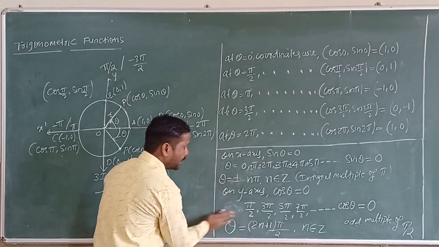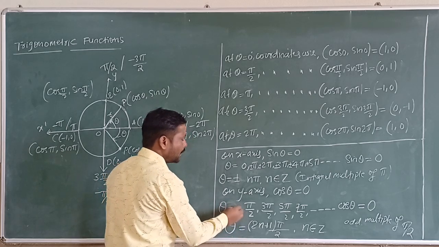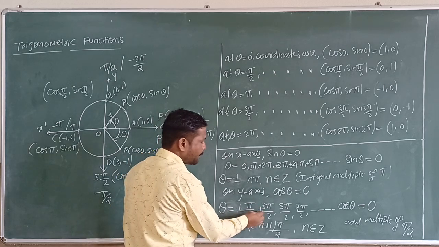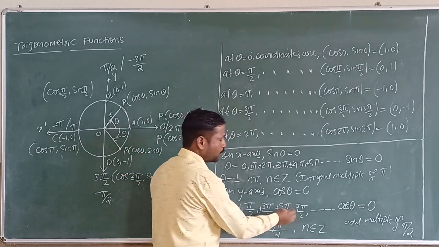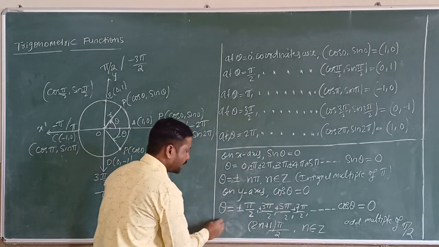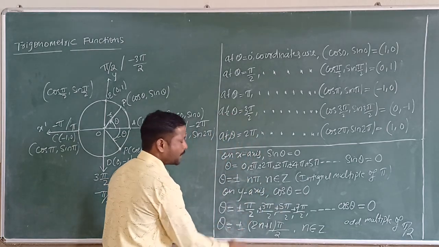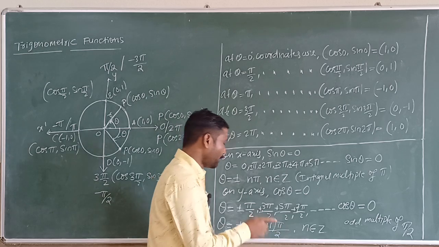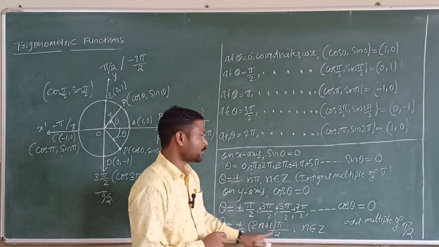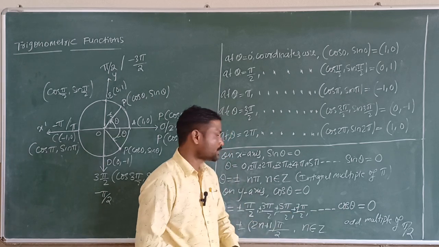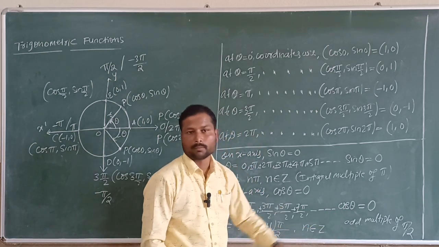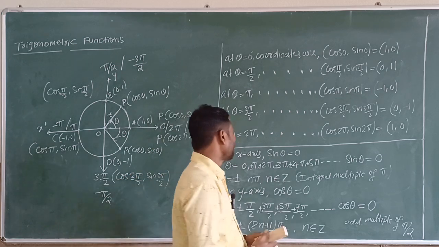No doubt, take the negative angles now. It is plus or minus pi by 2, plus or minus 3 pi by 2, plus or minus 5 pi by 2, plus or minus 7 pi by 2 and so on. No doubt here theta is equal to plus or minus (2n plus 1) into pi by 2, and cos theta value is always 0. This is an odd multiple of pi by 2.